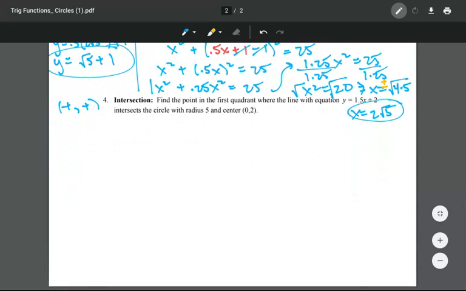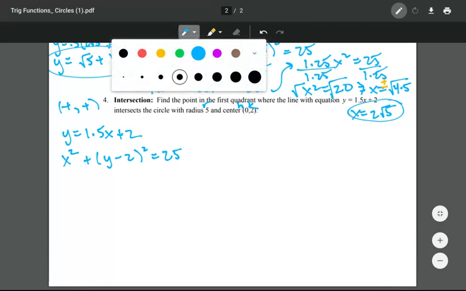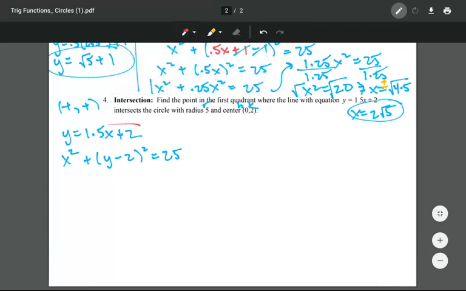Okay, so let's go ahead and go through this one. So let's put the first equation here. So y is equal to 1.5x plus 2. My circle, h is 0, k is 2. So it's going to be (x minus 0) squared. I'm just going to write it as x squared plus (y minus 2) squared equals r is 5, so equals 25. Next, I want to put my value for y into my next equation. This is going to be my substitution step.